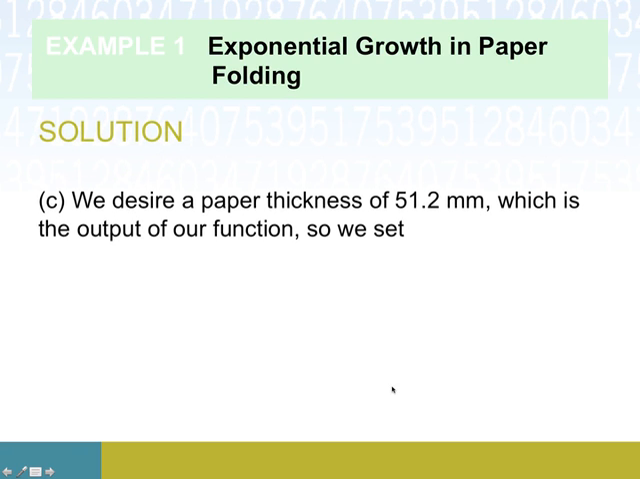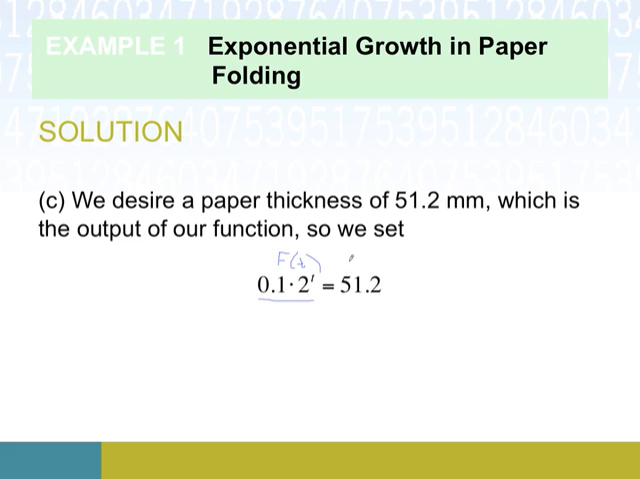Okay. Now, we wanted to get a paper thickness of 51.2 millimeters. And there's 2 choices, basically. We can think of this as either we're setting t equal to this number, 51.2, or we're setting f, the output of this function, equal to 51.2. Well, I don't want to fold the paper 51.2 times. That's not what this says. It says I want the thickness to be 51.2. So that's the output of the function. So basically, we're taking f of t and setting it equal to 51.2.